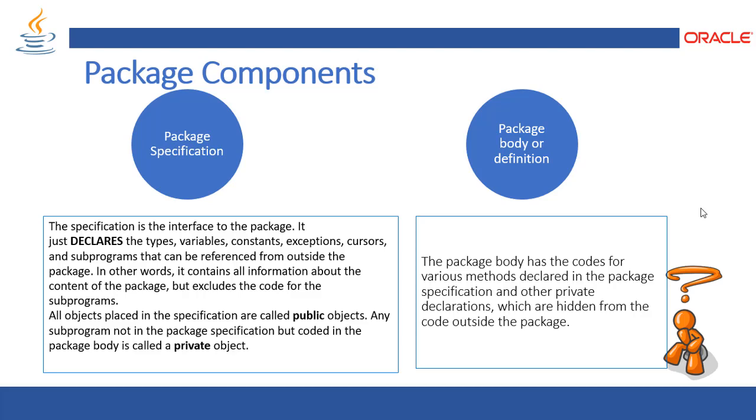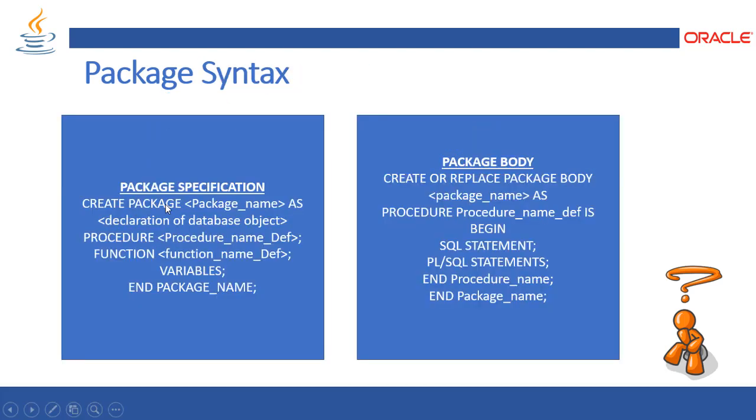Now let's see how we can create one. When it comes to the package specification, all you need to mention is create or replace package name as, followed by declarations of any database objects like procedure name, definition, function name, definition, or you can use global variables, private variables, public variables, and the package name. So the first step, you have to have a package specification to create a package.